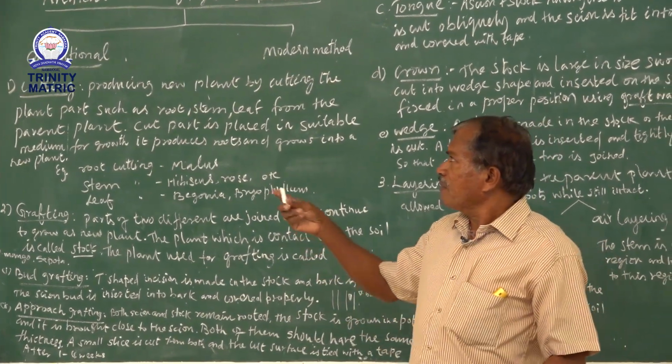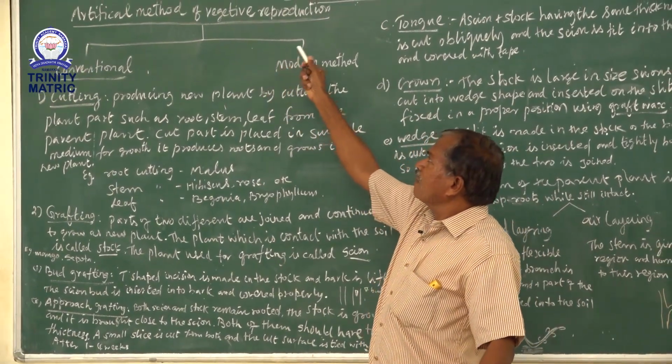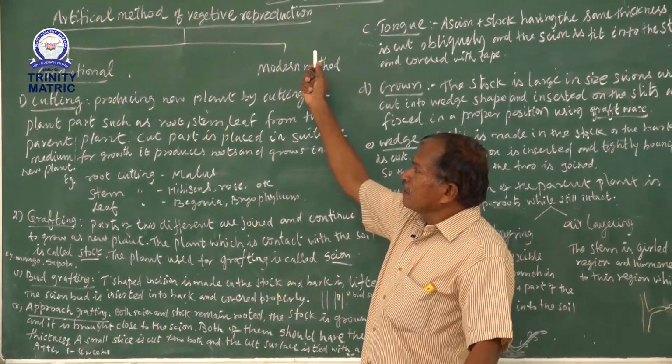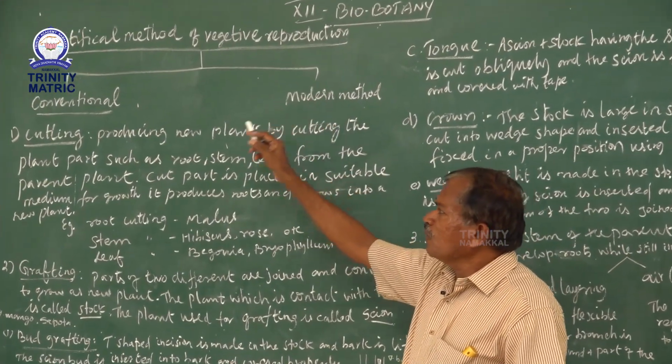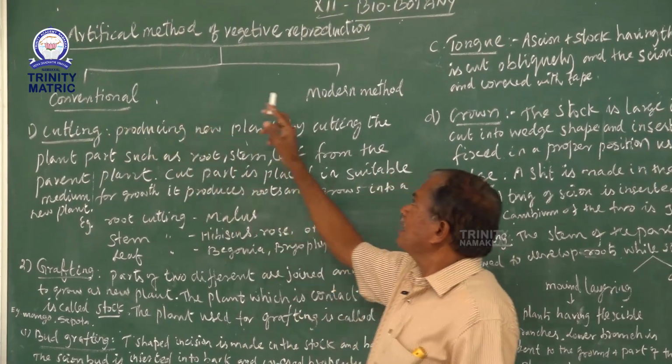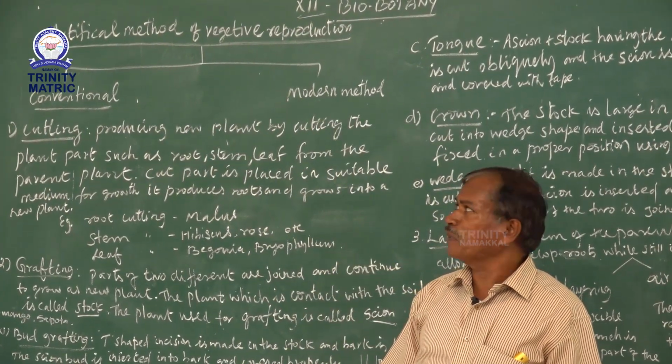Seen, but today we will see how the artificial methods of vegetative reproduction work in plants. There are two types of methods: a conventional method and a modern method.